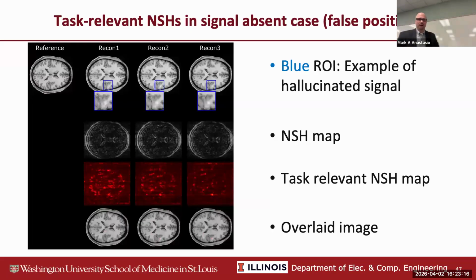But here, if you look at the task relevant null space hallucination map, boy, it's chock full of stuff. It's chock full of stuff here too. There are a lot of small blobs that look like signals showing up here. And this resulted in tricking the classifier. That's why the classifier made a positive decision, even though it was a signal absent case, because a lot of the hallucinations looked like blobs. Our signals were blobs, and a bunch of them were produced in this particular case.